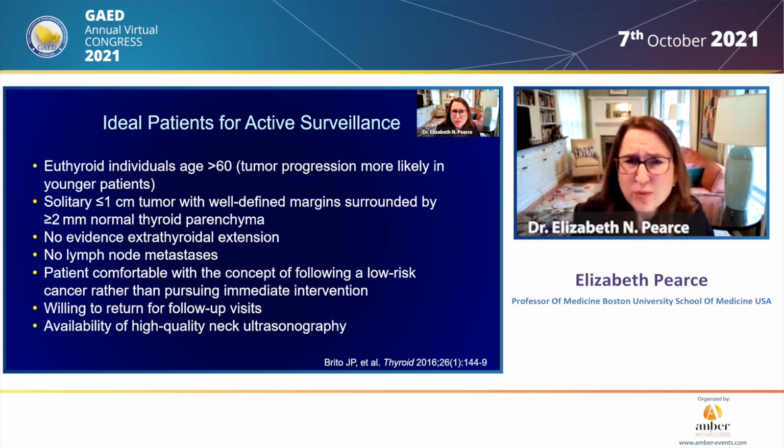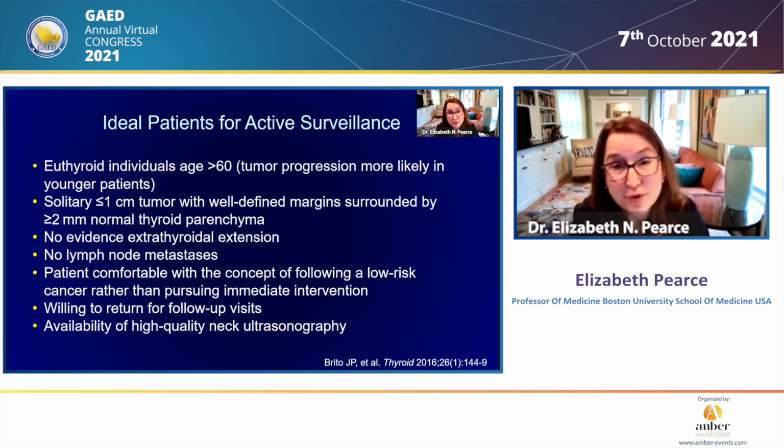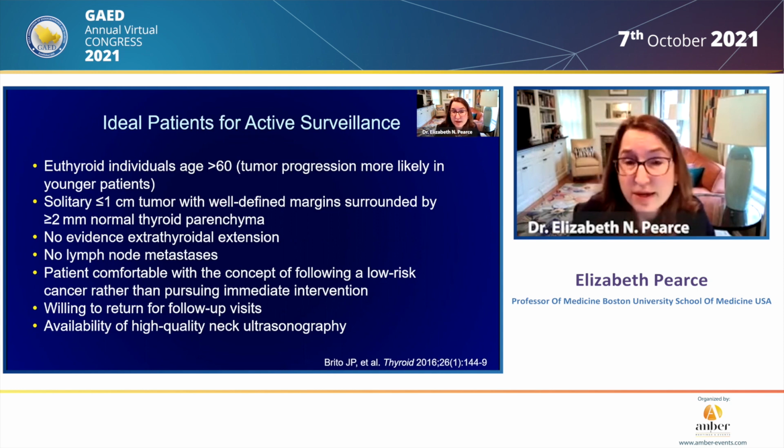And it's also important in considering this approach that patients be comfortable with being told that they have a thyroid cancer that we will monitor rather than treat, that they be willing to return for follow-up visits, because this does require active surveillance, not just sending patients away to get lost forever. And the mainstay of doing this is having high-quality ultrasound to monitor.